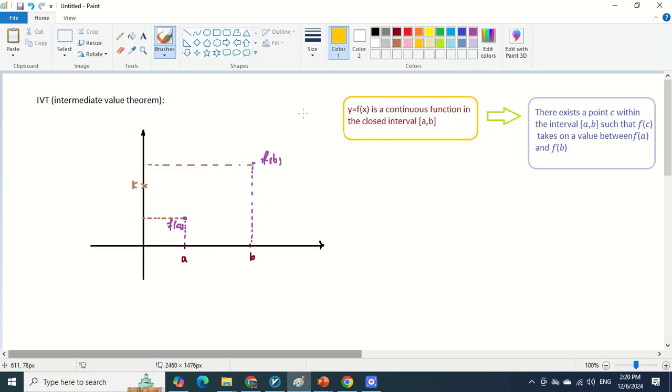It means that if I sketch any type of continuous function starting from f of a to reach f of b, I should pass through the point k. However I change that function, at the end of the day I should pass through the point k. So let me determine the point k over here. This is the point k that I denoted, and I chose it between f of a and f of b.